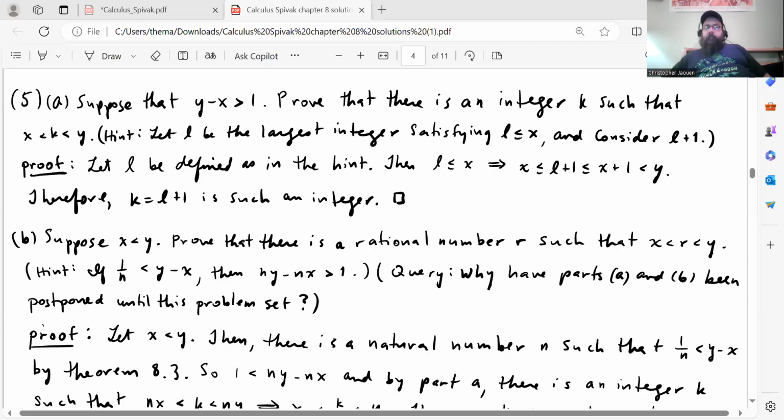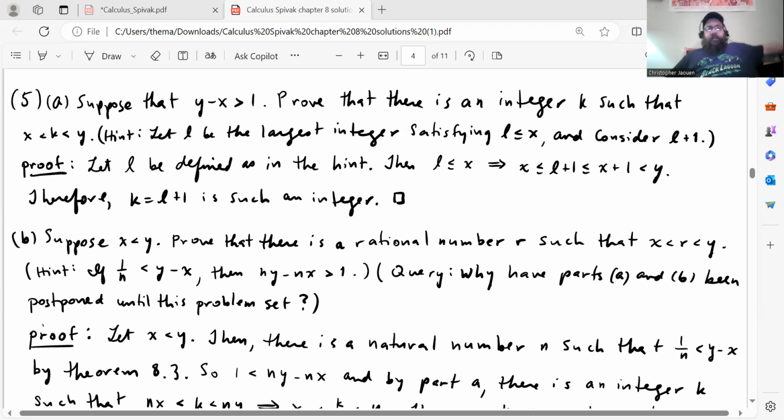So here are the problems. We'll start with question number 5. Question 5 has a few parts. Part A says, suppose that y minus x is greater than 1. Prove that there is an integer k such that x is less than k less than y.